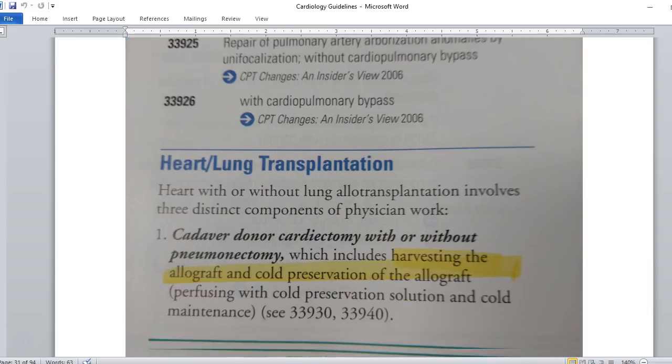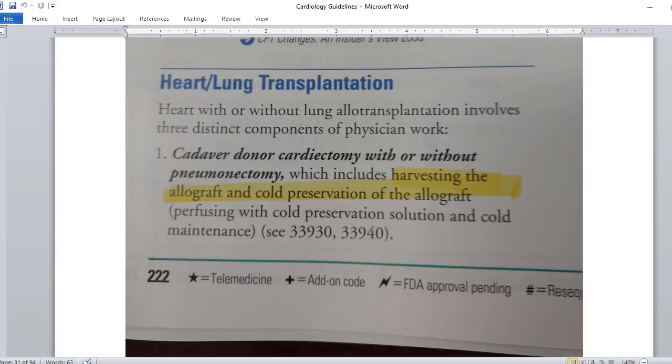Now, in respiratory, we have the lung transplantation. In cardiac, we have heart, and we have lung, and we have heart and lung, okay? So what we need to know is, are we doing just the heart with one lung, or the heart with 2 lungs? So, again, transplantation always has 3 components. First one is the removal, second is backbench, third is transplantation.